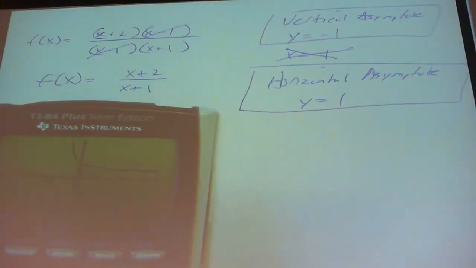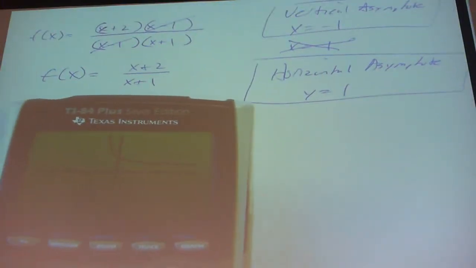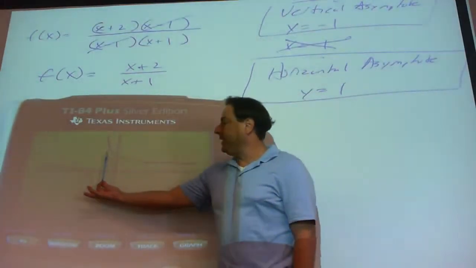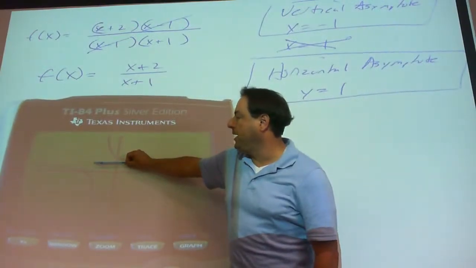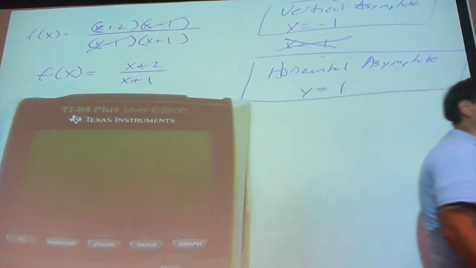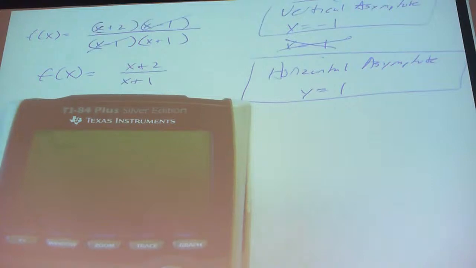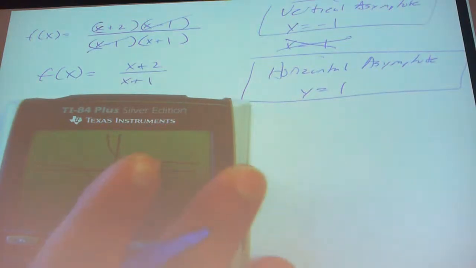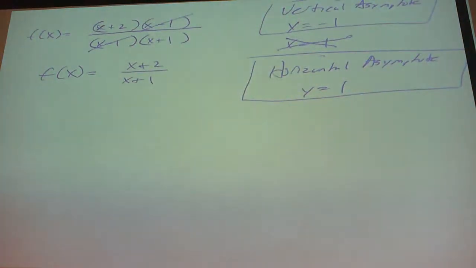But again, the reason why we spend so much time graphing and all that stuff is when you're done, you can check everything. If I look at my calculator, I only have one vertical asymptote, and that's at x equals -1. And I have a horizontal asymptote at y equals 1. You can check everything. Okay? But that's actually review. So why are we talking about it in this section?